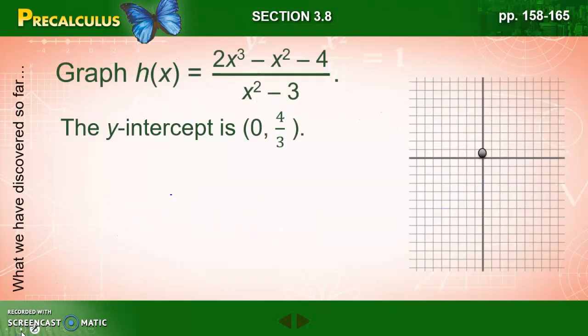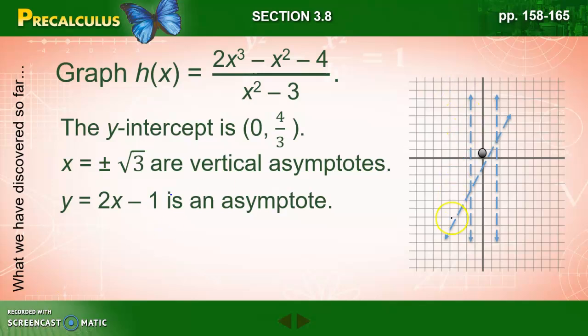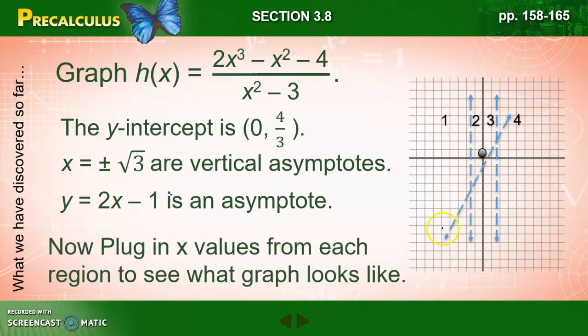Okay, here's what we've discovered so far. We know the y-intercept is (0, 4/3). There are no rational zeros. The x-intercepts are not going to be useful to us in graphing. We have vertical asymptotes at plus or minus square root of 3. And we know that y equals 2x minus 1 is an oblique asymptote. So just like graphing those linear equations, we're going to put a dotted line there. Now we're going to plug in some x values from each region, 1, 2, 3, and 4, to see what our graph looks like.